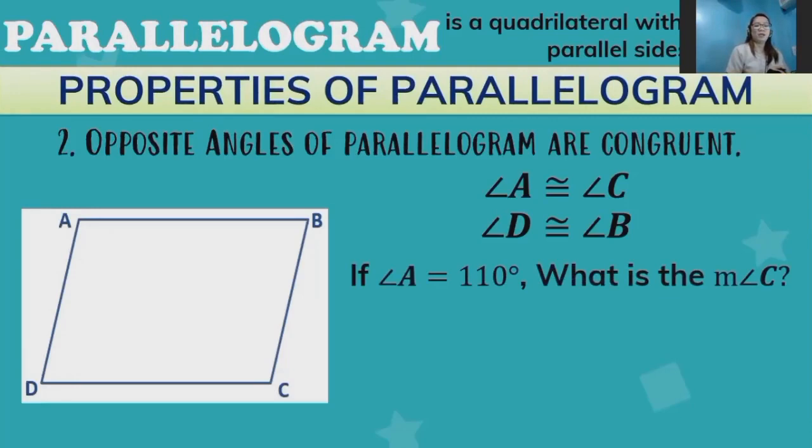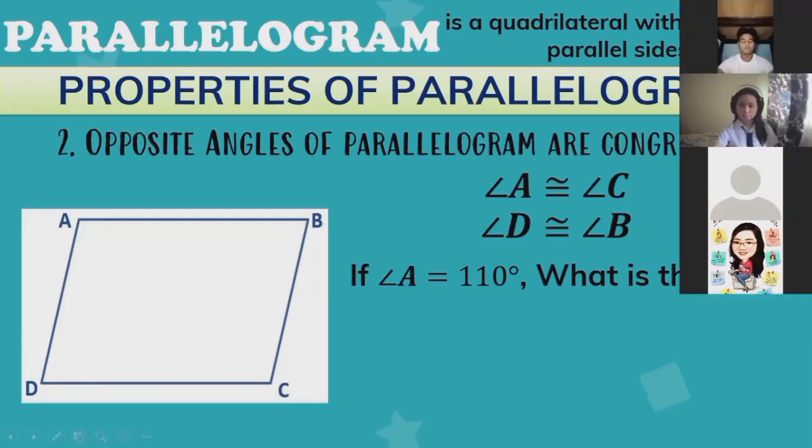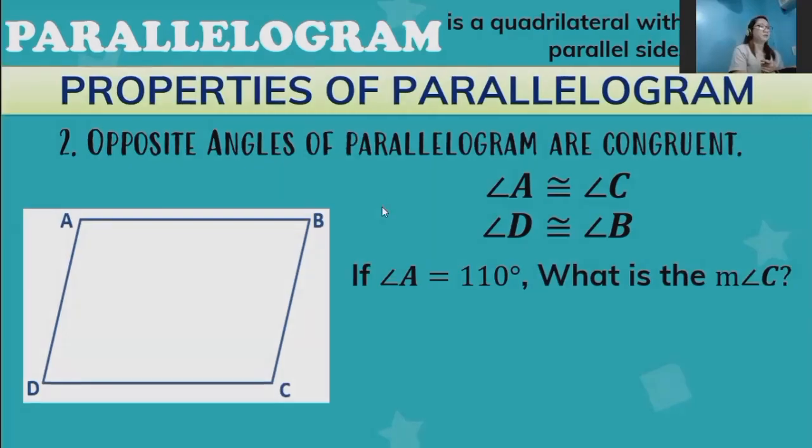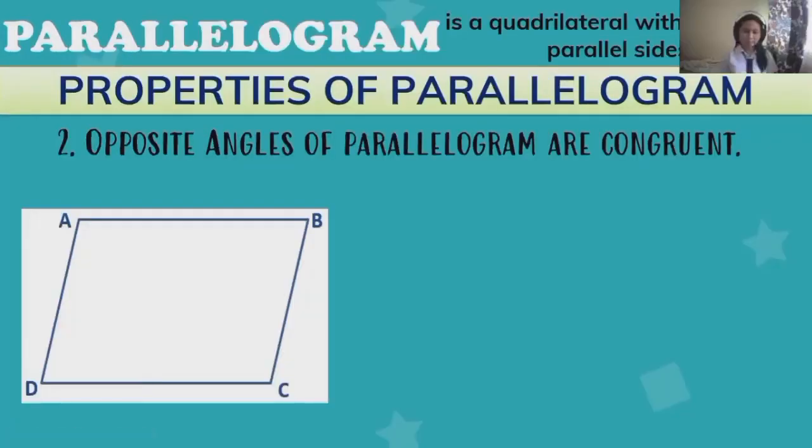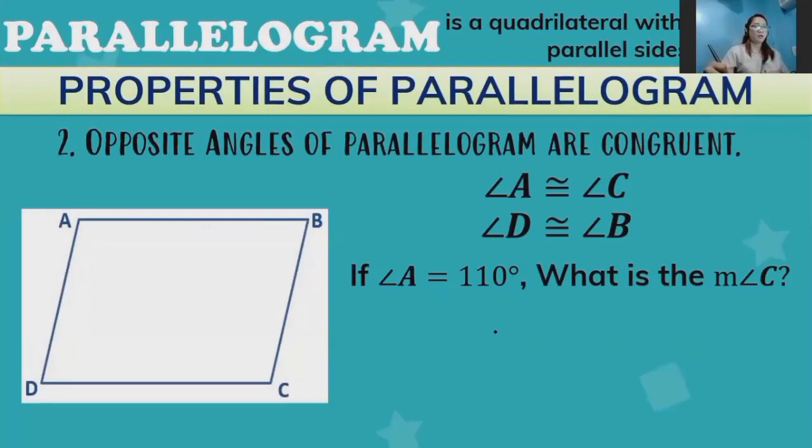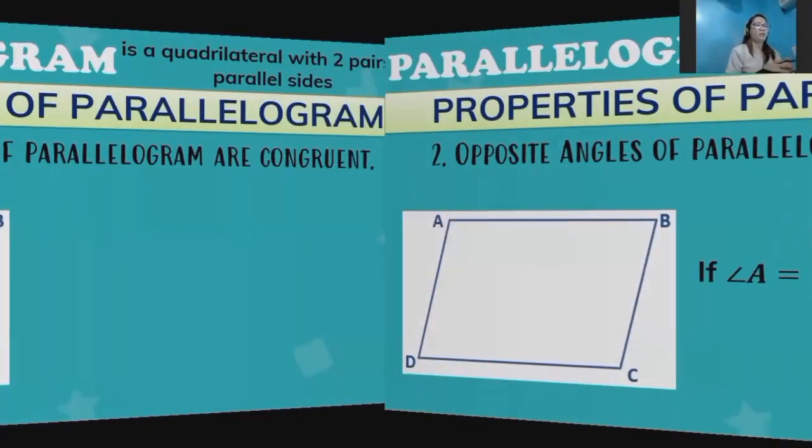If angle A is 110, what do you think is the measurement of angle C? Okay, Jillian? 110 degrees still. Okay, it is also 110 degrees. The measurement of angle C is also 110 degrees. Okay? Simply because angle A and angle C are congruent. Okay? Thank you, everyone.